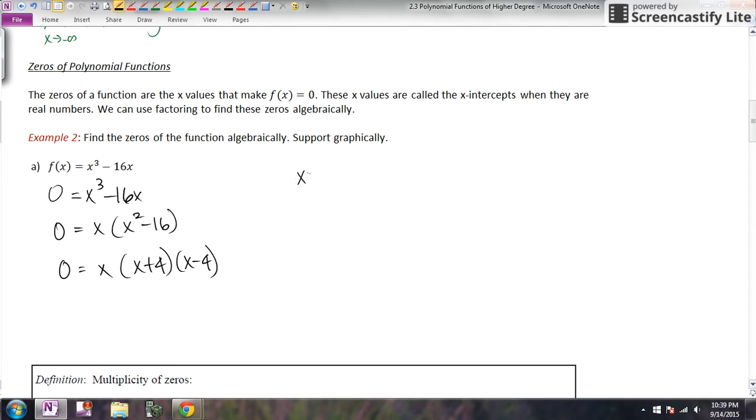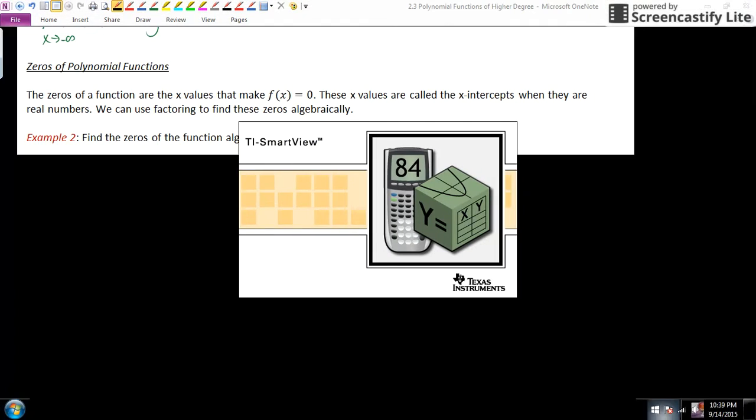The zeros are x equals 0 for this one, x equals negative 4 for this one, and x equals 4 for this one. And for those of us who want to see this graphically, I could use a graphing calculator. I could use Desmos, and we should be able to see what we're getting.